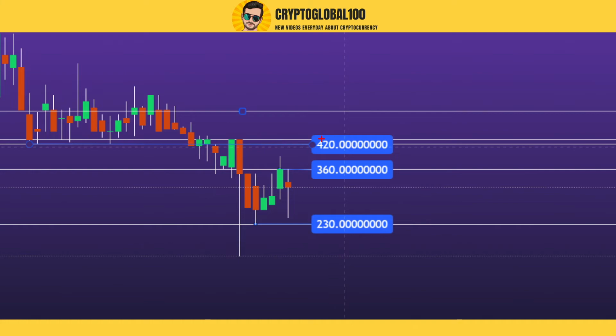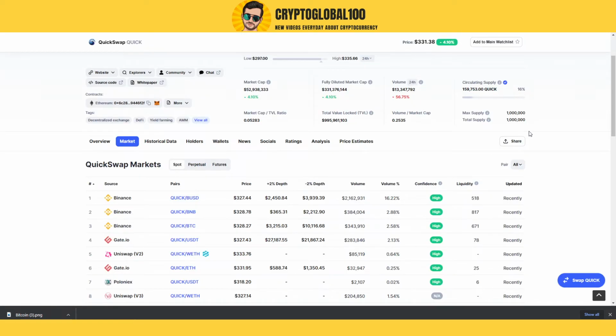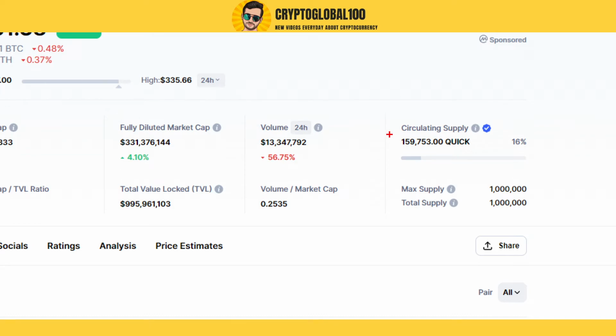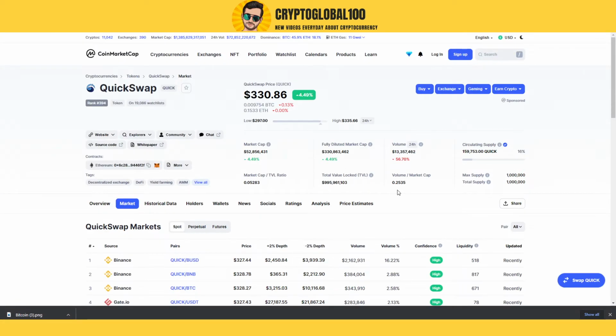So guys, if we break above 420, surely we're going to move in the upper direction, because it has been launched on Binance. Let's take a look at the supply. Yeah, it has a limited supply. It's a limited supply coin, so it has good potential. Only 1 million. That's a pretty good supply. So I think that coin has a lot of potential to grow.